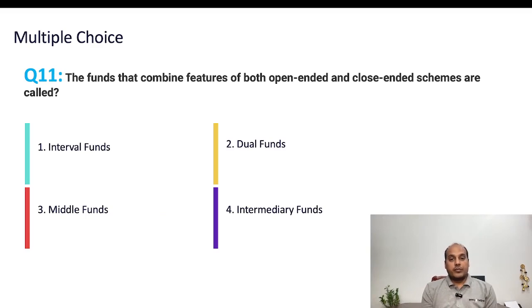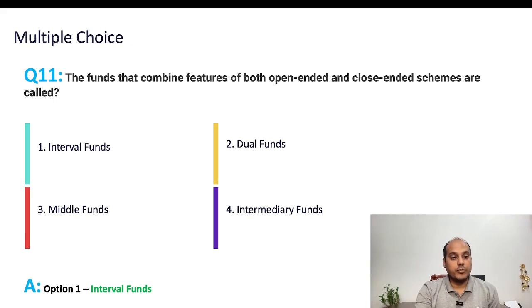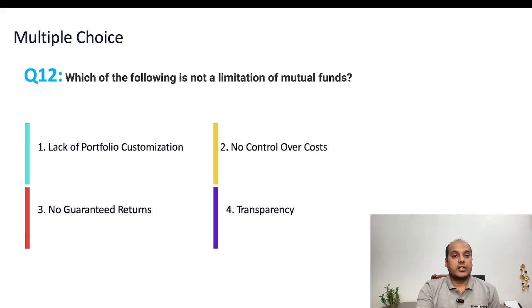The funds that combine features of both open-ended and closed-ended schemes are interval funds, dual funds, middle funds, or intermediary funds. Second, third, and fourth don't exist as a fund. Only the first one exists, interval funds. Interval funds are generally closed-ended funds, but they open for a certain period, for 2 days to 15 days in between, and that's when investors can buy and sell from the fund itself. So option 1 is correct.